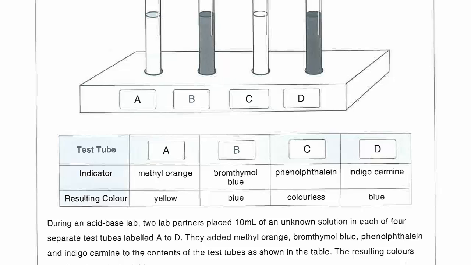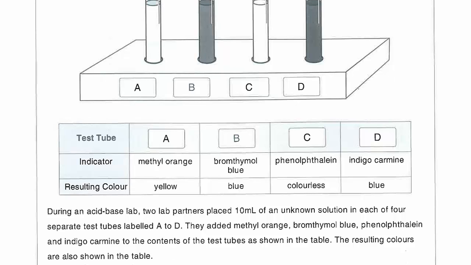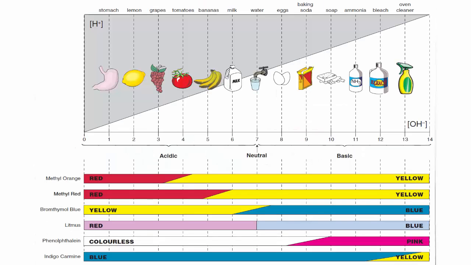So specifically, they say during an acid-base lab, and as soon as you read that, you say to yourself, aha, I'm going to need that lovely page of the pH scale from my data booklet, because you cannot do this kind of thing just in your head. Like most of the questions on the provincial exam, you need that data booklet. So this is an acid-base lab.